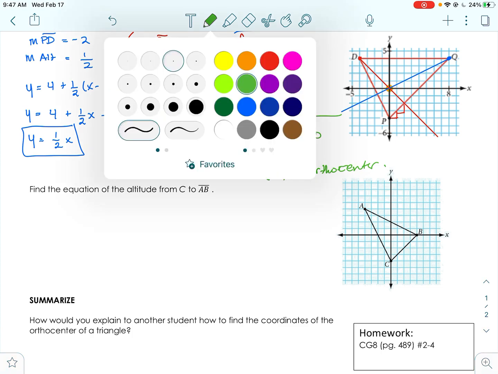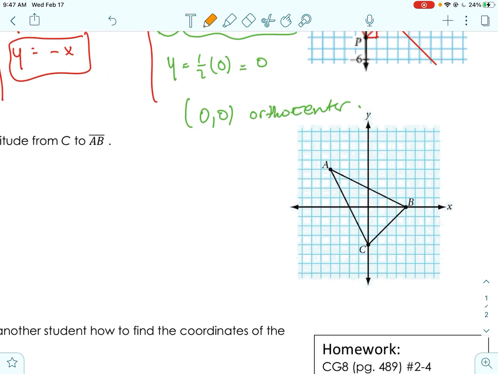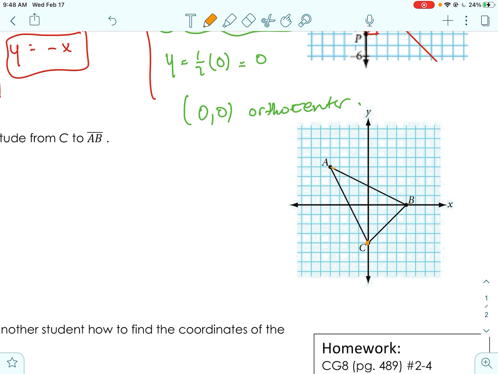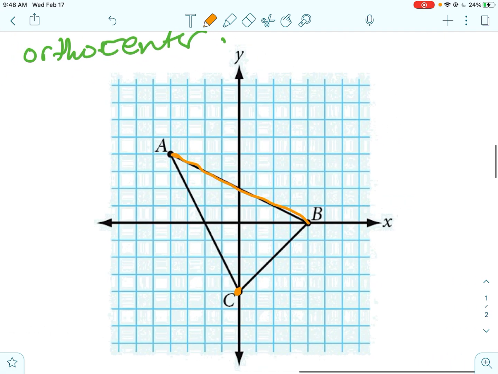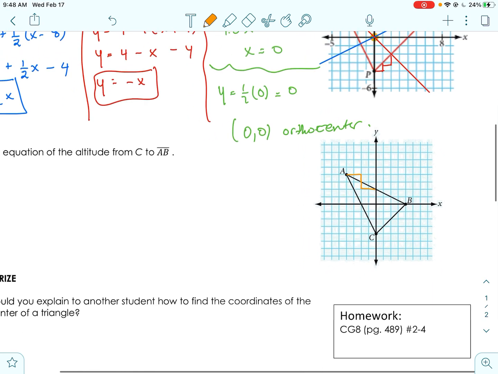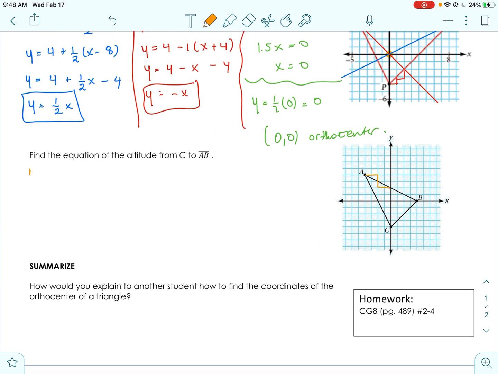One second example just to look at. We're just going to find the altitude from point C to AB. So from here over to here. If we would want to do that, we would need to find the slope of the side AB first. If we look at this, the slope of AB is going to be down 1 over 2. So the slope of AB is equal to negative 1/2. That means the slope of the altitude would be equal to positive 2.